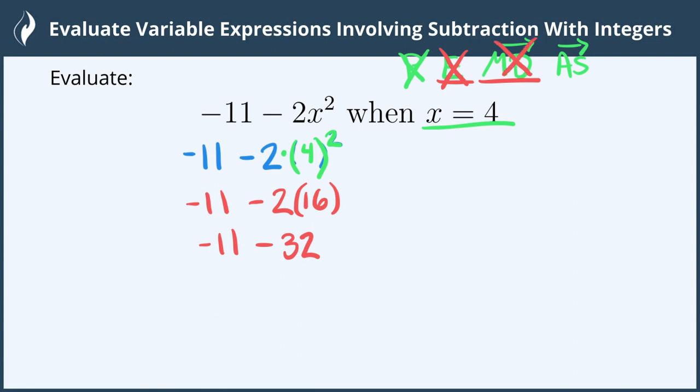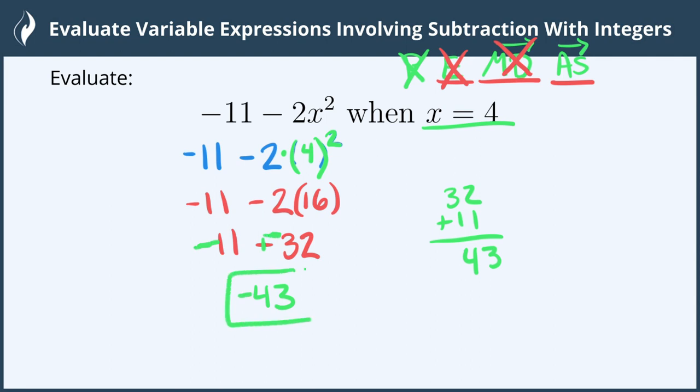We've finished all of our multiplying and dividing, and now we move on to adding and subtracting. -11 minus 32. I like to change this to add the opposite. -11 plus -32. The reason I do that is that it shows me I have a negative and a negative. That means the signs are the same, and I add the numbers and keep the sign that matches with both of them. 32 plus 11 makes 43, and because they're both negative, then it's -43, and now we're all done.